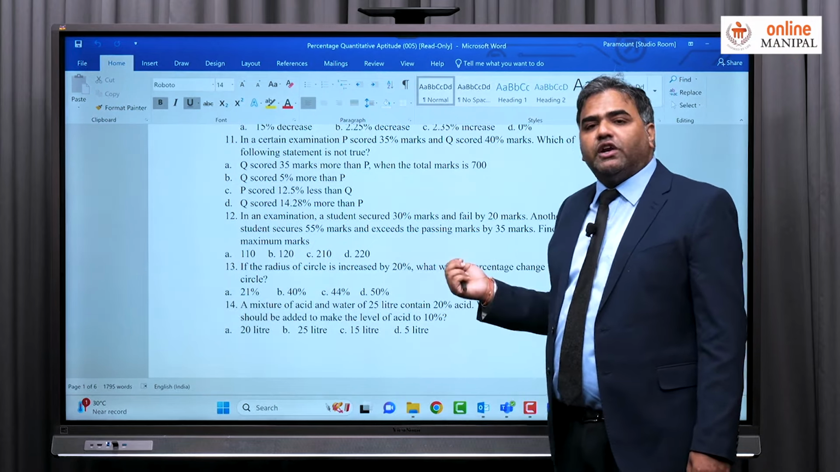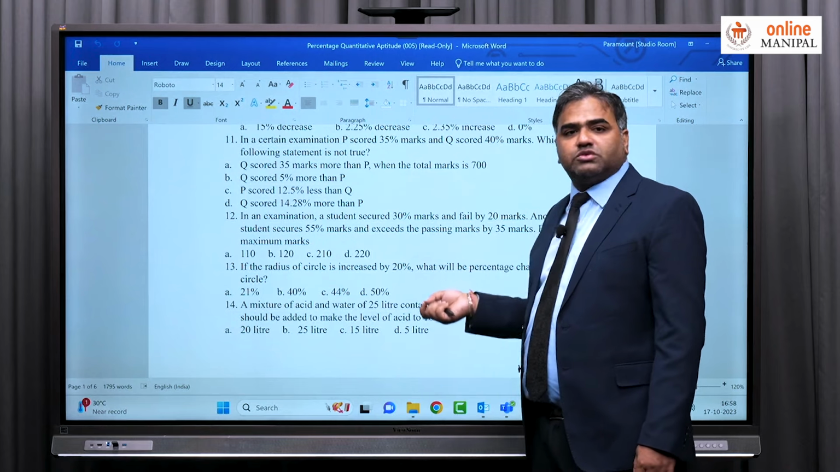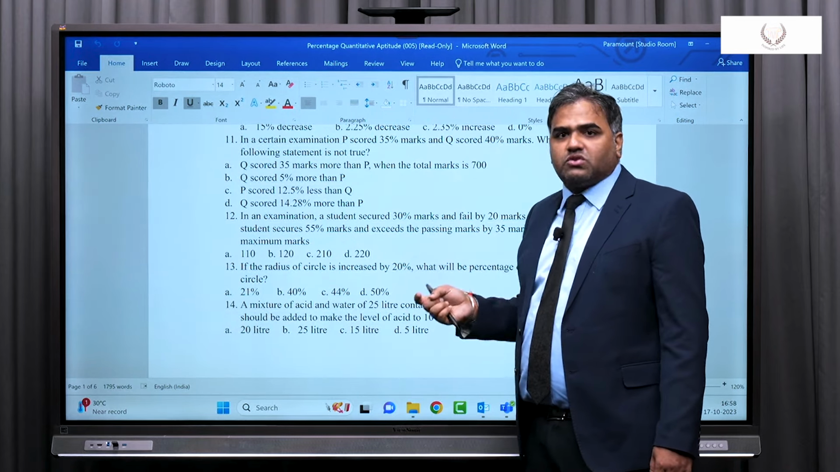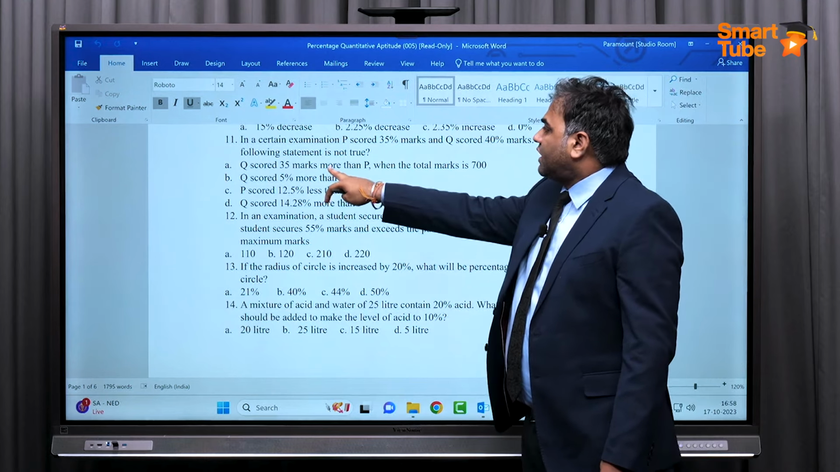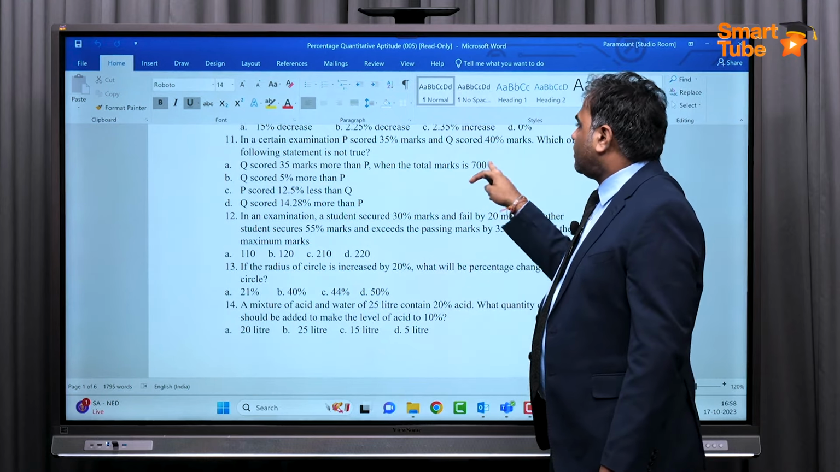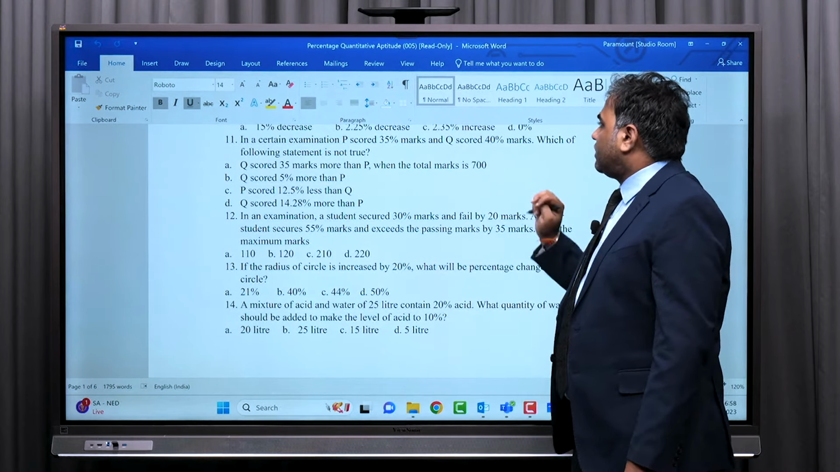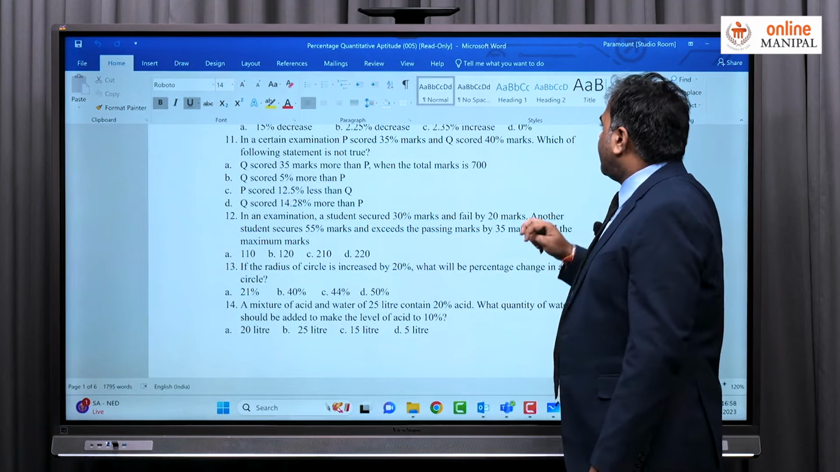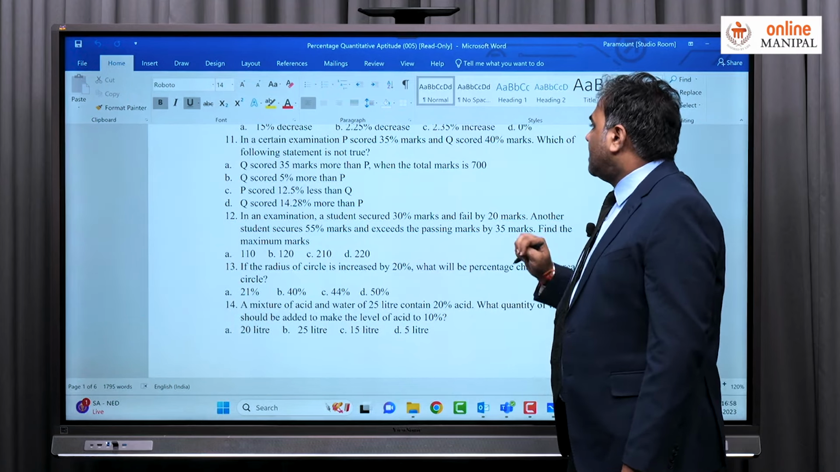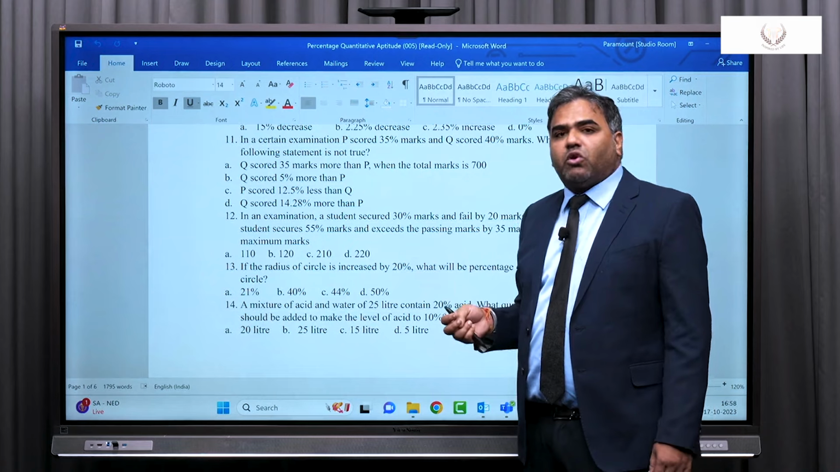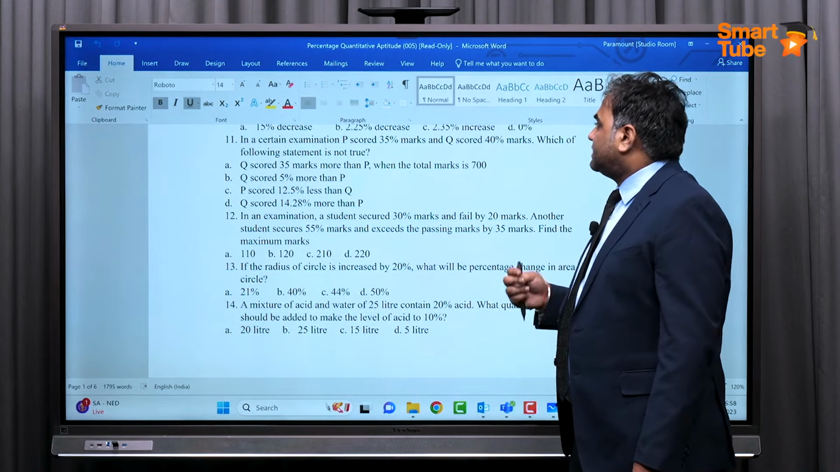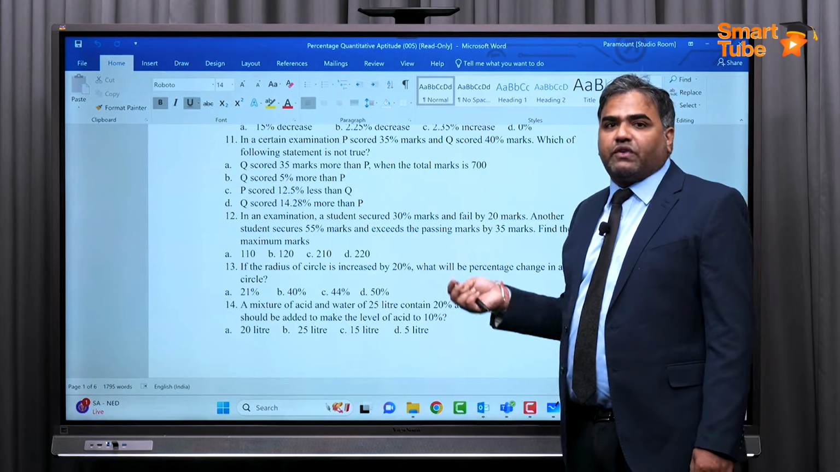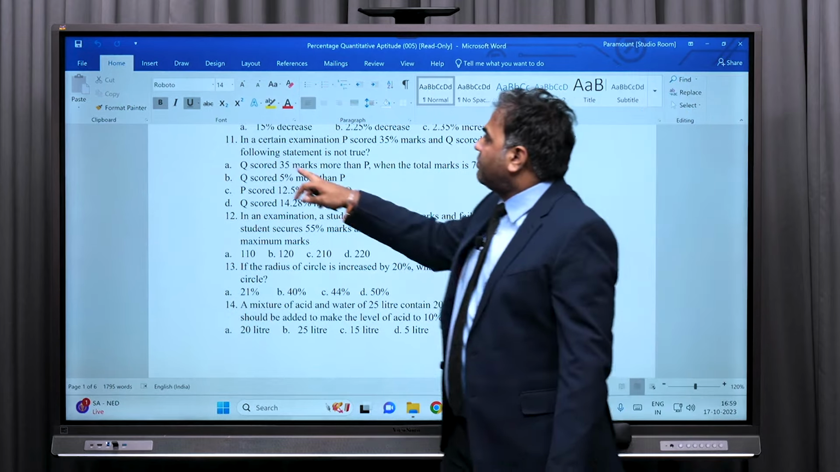You can pause the video any moment you want, try to solve the question, and then you can come back. Okay, so I'm doing this question. Here, Q scored 35 marks more than P when the total marks is 700. So if the total marks is 700 and Q scored 40% marks, 40% of 700 would be 280. And then what is 35% of 700? It is 5% less.